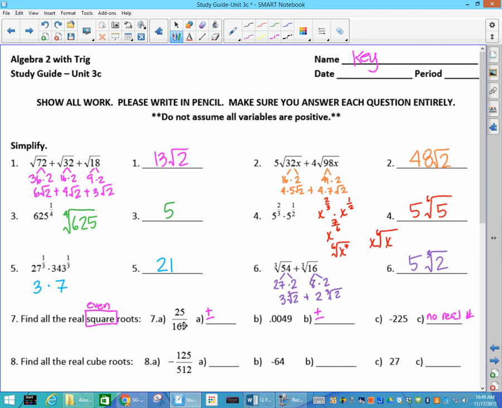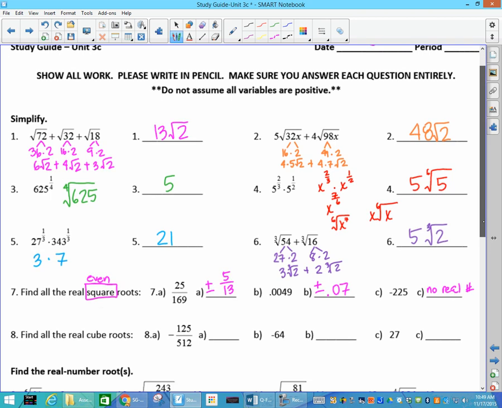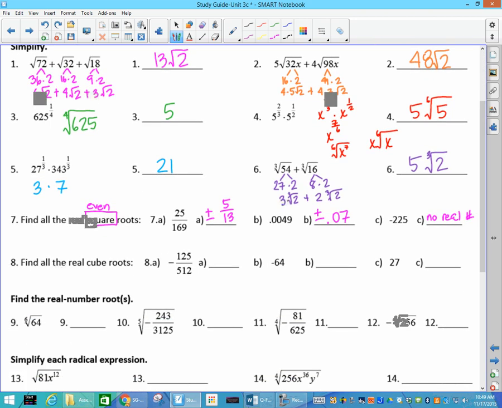So then I just take the square root of the top and the square root of the bottom. And make sure that doesn't reduce, because if it can reduce, you got to keep going. And again, put it in your calculator. You have a calculator. Use it. If you can do it in your head, that's great, but I'd love for you to check it on the calculator.